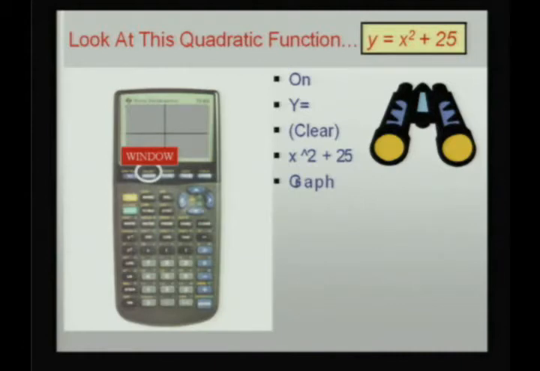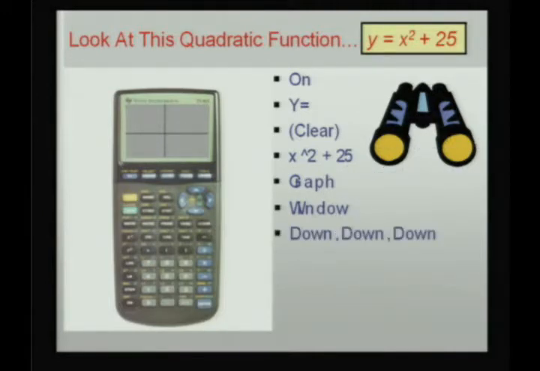Now I use my secret weapon! I can use window and change the margins to where I'm looking. If I hit the window button, I go down, down, down to set the minimum. The minimum is the third one down, and I'm going to set it to a higher number, because I'm looking higher. And perhaps change the maximum value to 50. So I'm looking between those two numbers, rather than the standard, because that's where my picture was.